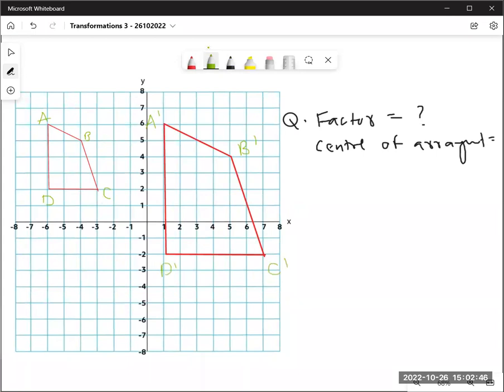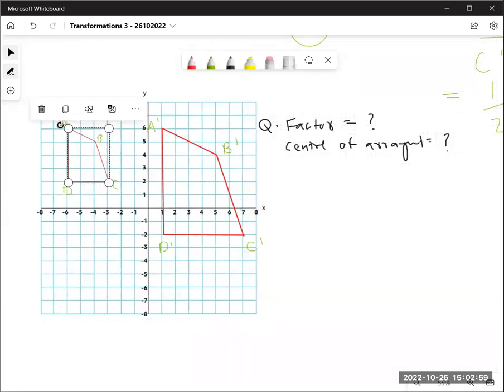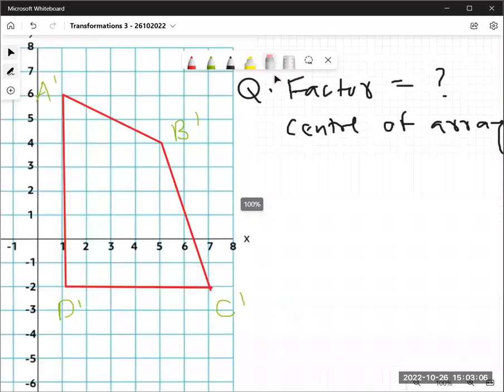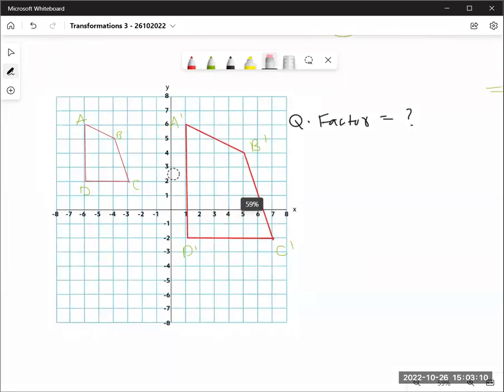Now if we count the line, it's 4. A dash B dash is 4, whereas AB is 2. So factor will be 4 by 2, which is 2. Just a second. Yeah, just find the factor for this. Don't find the center of the enlargement.